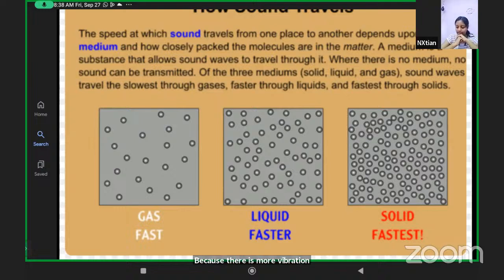And in liquids, it is a little less fast than solids, but in gas, even less. Like, fastest in solid, faster in liquid, and fast in gas. But where there is no medium, no sound can be transmitted. Where there is no medium, the sound cannot travel.